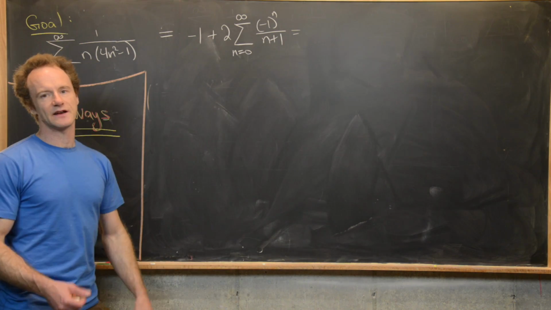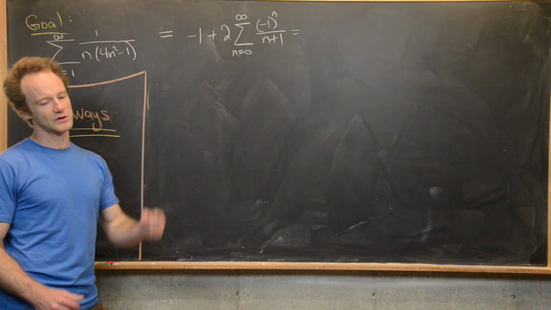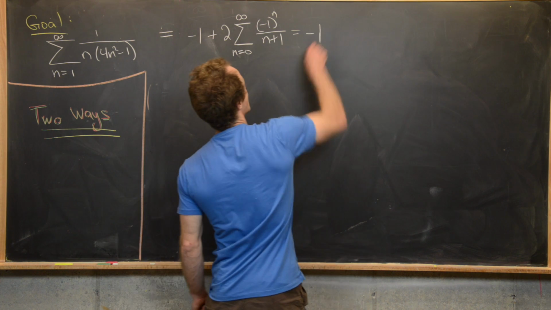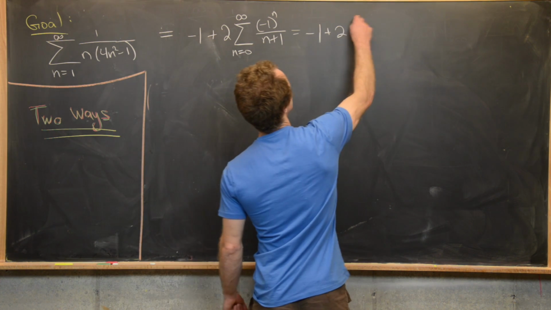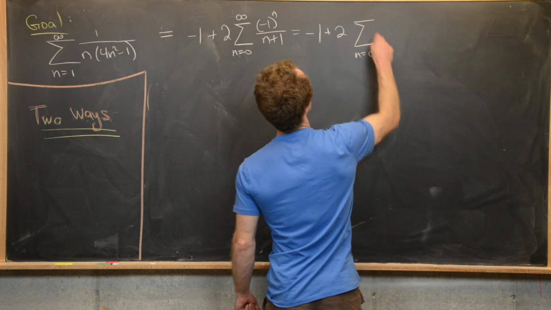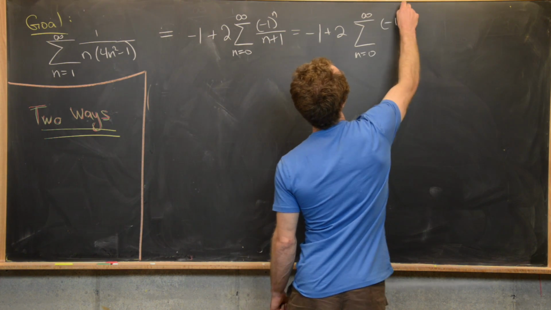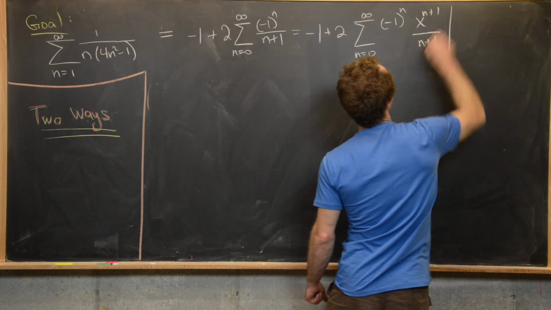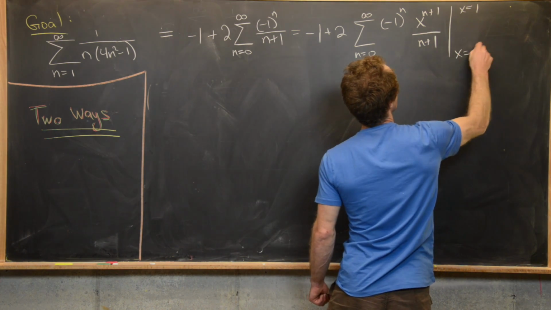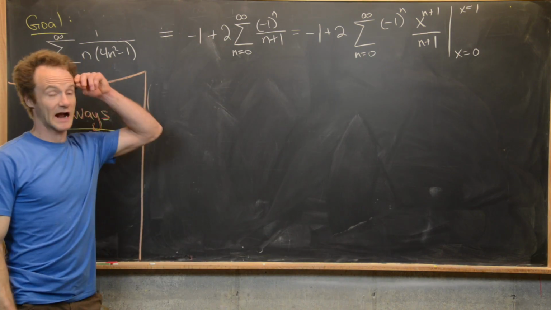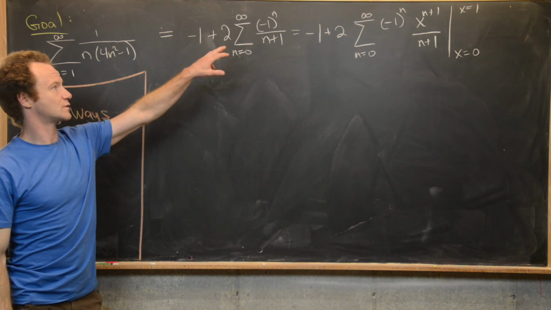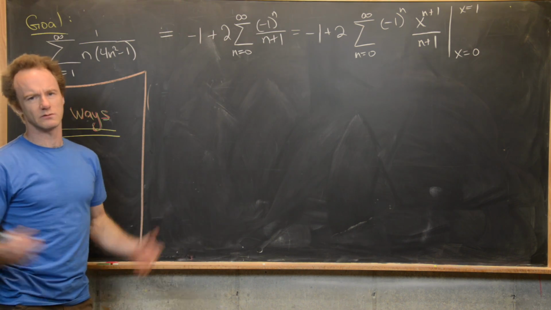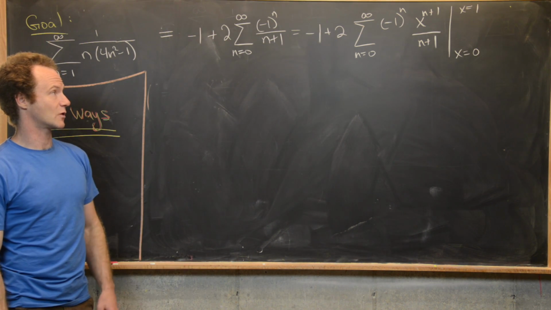Now I'm going to take this alternating harmonic series and rewrite it as a power series which has been evaluated at a certain point. In other words, I'm going to write this as minus 1 plus twice the sum n equals 0 to infinity of minus 1 to the n times x to the n plus 1 over n plus 1. I want to evaluate that at x equals 1, evaluate it at x equals 0, and subtract. Notice evaluating at x equals 1 regains the alternating harmonic series. Evaluating at x equals 0 just kills everything off, so we don't have that anymore.